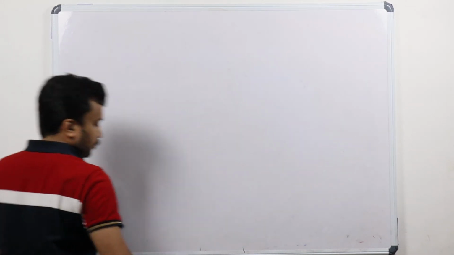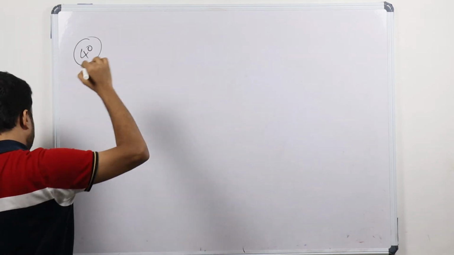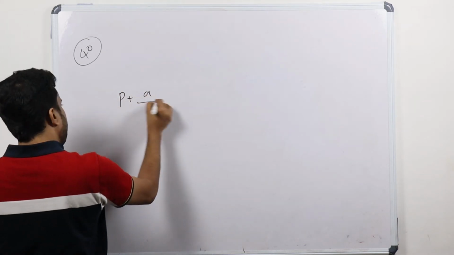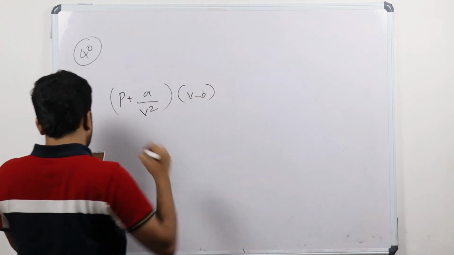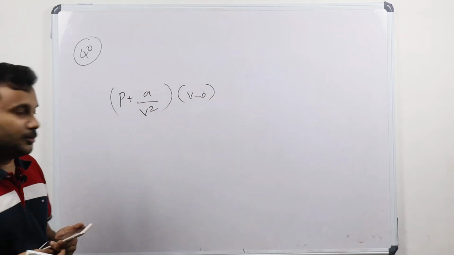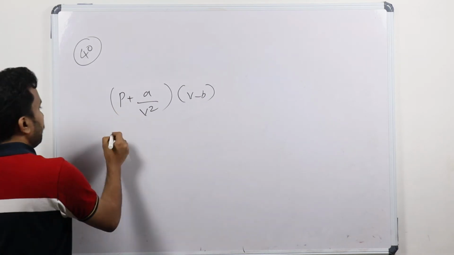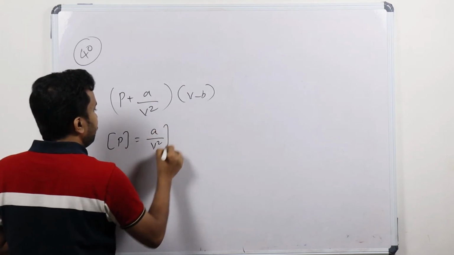Let's move to the next one. Next one means question number 40. In the given equation, P plus A by V square into V minus B is constant. This is one of the very famous equations. Here P is called the pressure and V is called the volume. So the dimension formula of pressure is equal to the dimension formula of A by V square.